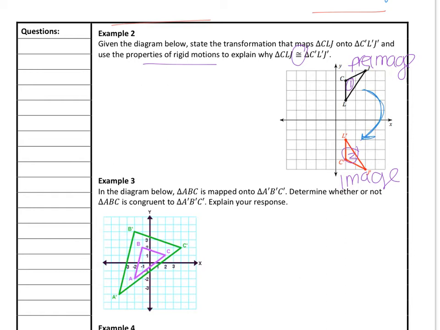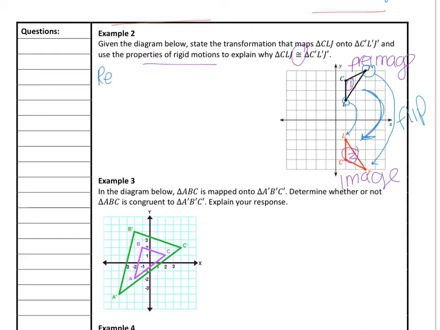Is it a slide? Is it a flip, a turn, or a shrink and grow? Hopefully you can see that L gets flipped over the line to become L prime. J gets flipped over the line to become J prime. So a flip takes us back to something called a reflection.